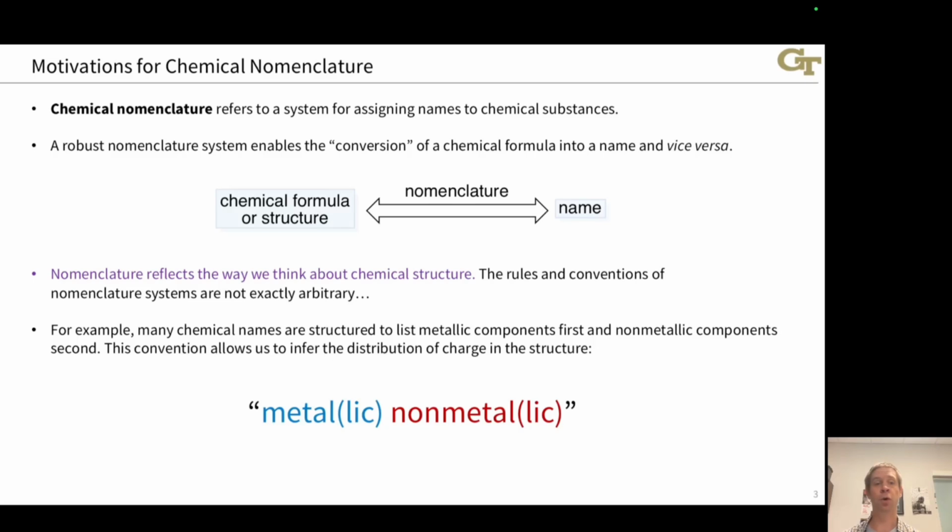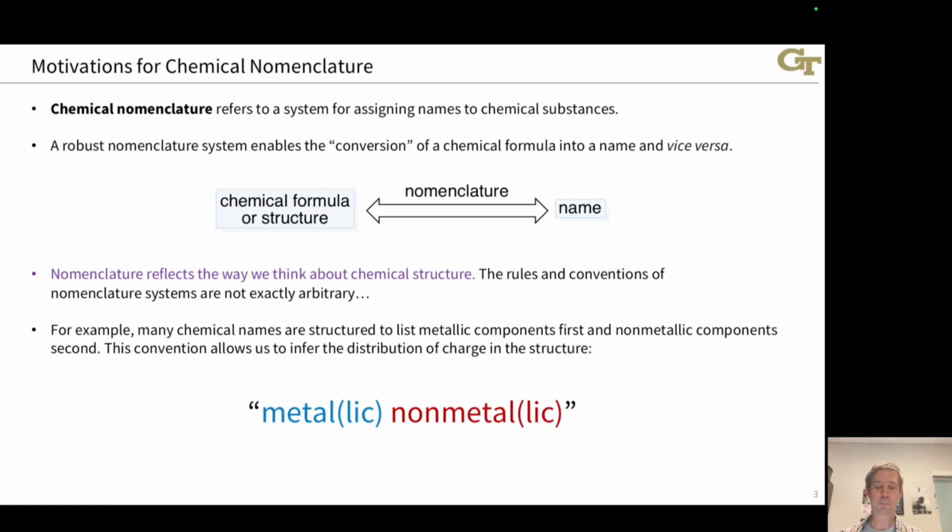So we want to be able to go from a chemical formula or structure on one end. This is actually part of the submicroscopic level on some level, right? This is the submicroscopic domain. What types of atoms are there? How are they connected? Something like this, to a name, which is a fully symbolic textual representation of the substance.